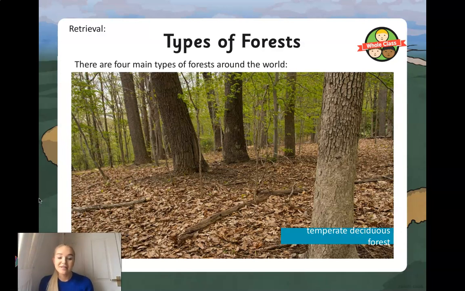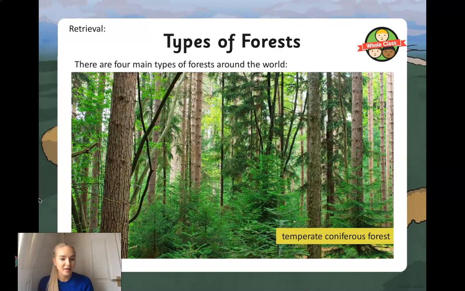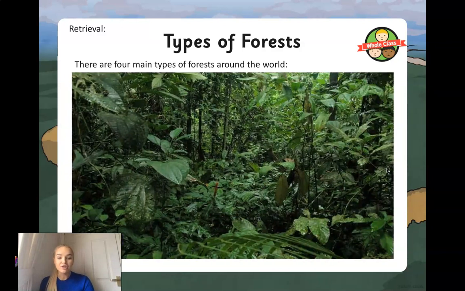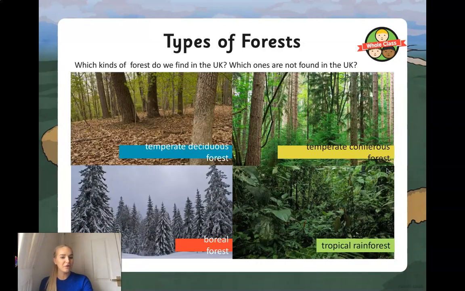Okay, so you know that there is a temperate deciduous forest. Did you also remember that there is a temperate coniferous forest? There are 2 types of trees, and they are known as the coniferous and deciduous trees. And then we can see the 2 types of forest here, the temperate coniferous forest and the temperate deciduous forest. Did you also remember there was a boreal forest, those forests that are full of coniferous trees, but they are in the really freezing climate? And then finally, what we are learning about, the tropical rainforest. Did you remember all 4 of those?